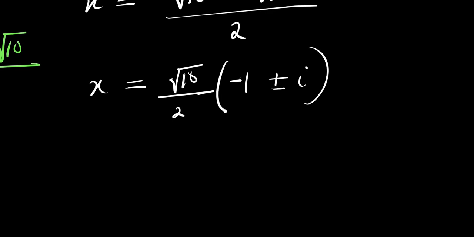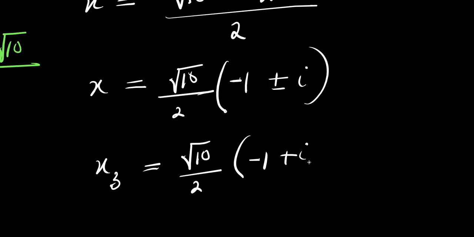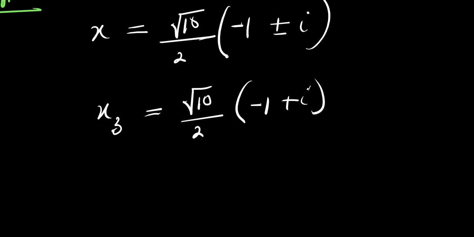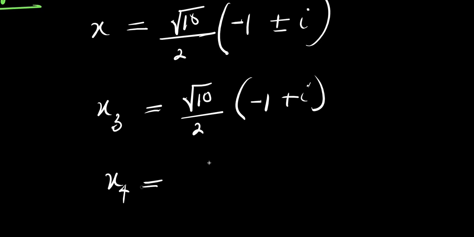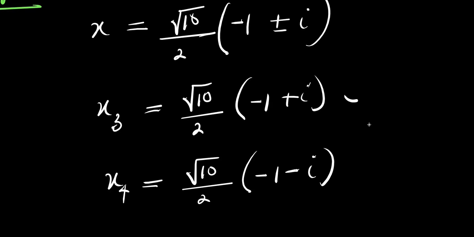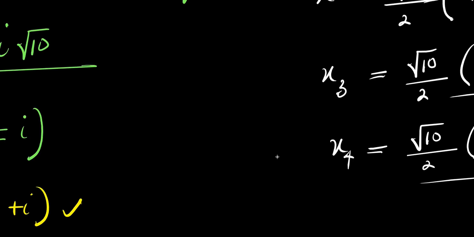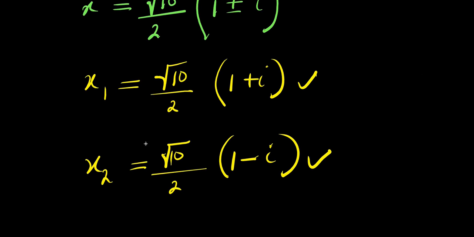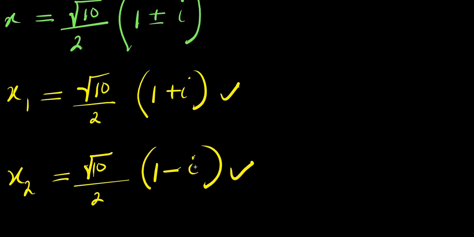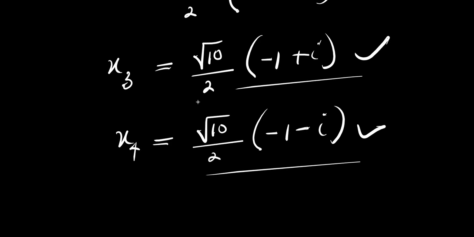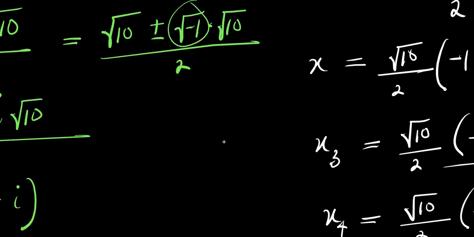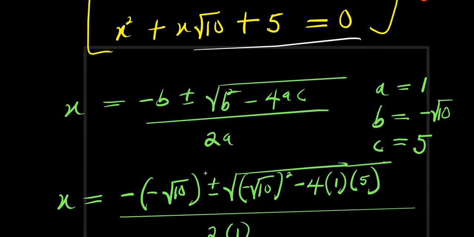So from here, our x3 will be root 10 divided by 2 times negative 1 plus i. And also, x4 is root 10 divided by 2 times negative 1 minus i. 4 complex values for x. So we have x1, x2, x3, and x4. So ladies and gentlemen, those are the 4 solutions that we have gotten so far.